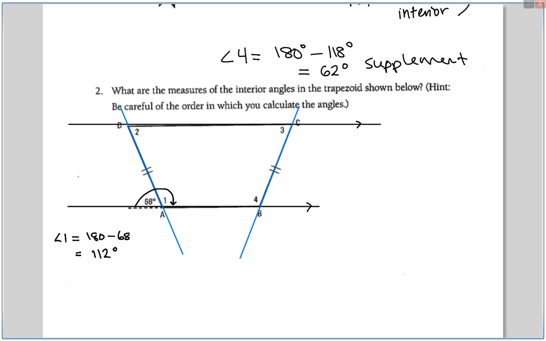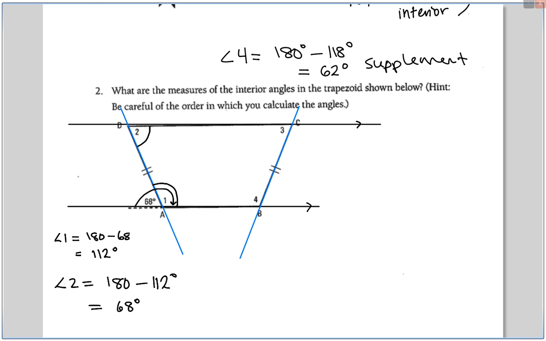Alright, so to solve for angle 2, you can see that angle 2 is on the same side of the transversal and it's interior. So angles 1 and 2 are supplementary as well. So 180 take away 112 is 68 degrees.